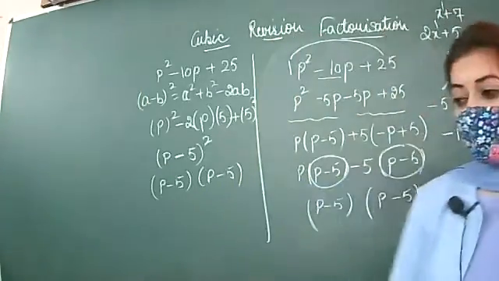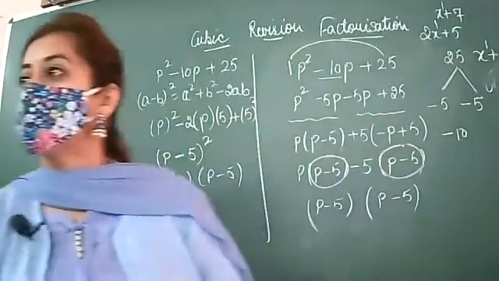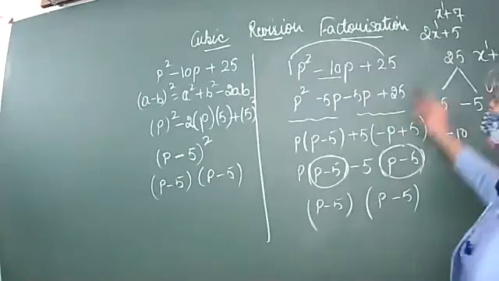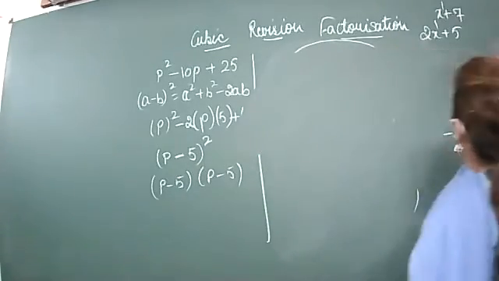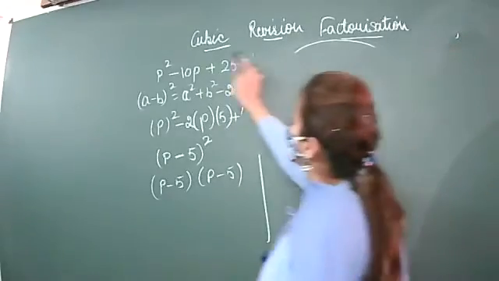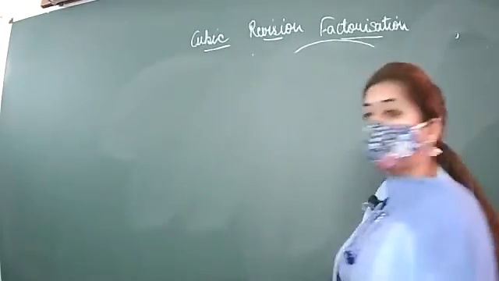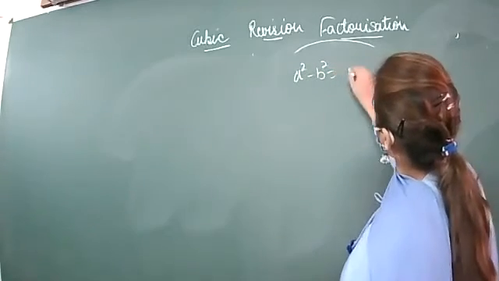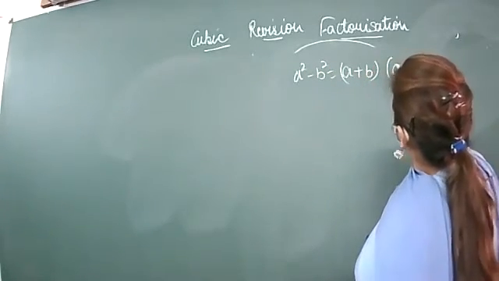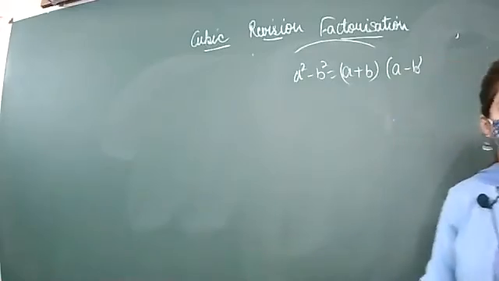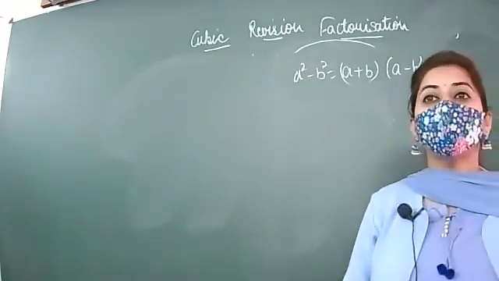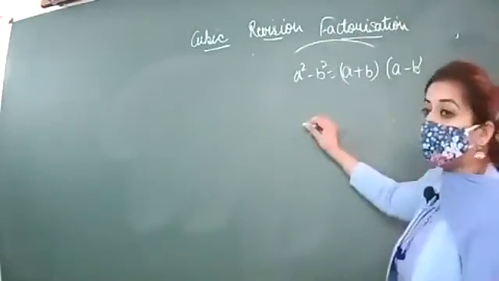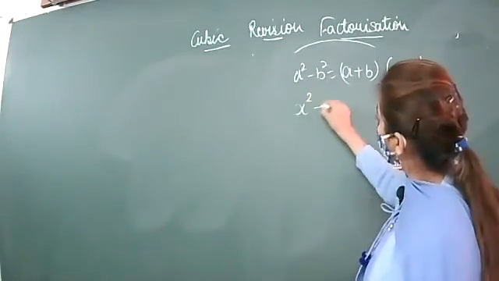See? Next identity, the third identity. Today you all have a test. Then what will you do in the test? Third identity, a square minus b square, that is a plus b, a minus b. This is the smallest of all the 4 identities. We have 4 identities now, and out of 4, this is the smallest one. An example of this question is x square minus 16.